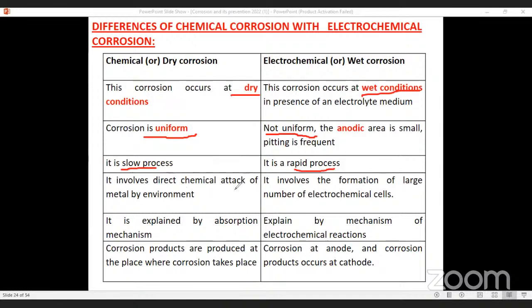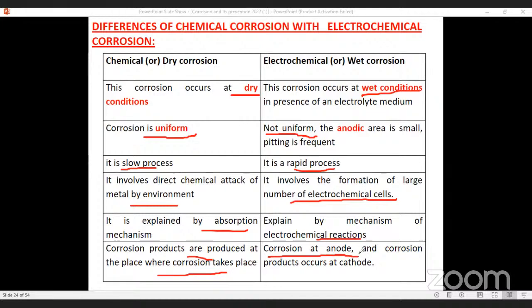Dry corrosion involves a direct chemical attack on the metal by the environment, but electrochemical corrosion involves the formation of a large number of electrochemical cells. Dry corrosion is explained by the absorption mechanism, while electrochemical corrosion is explained by the electrochemical mechanism of redox reactions. The corrosion products are produced at the place where corrosion takes place, here at the anode only.